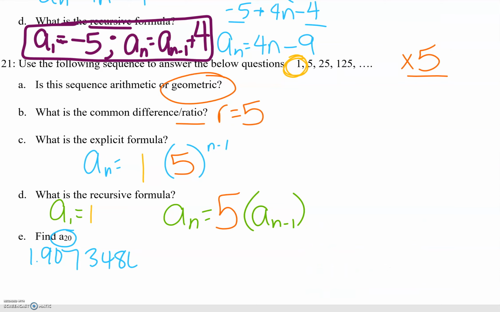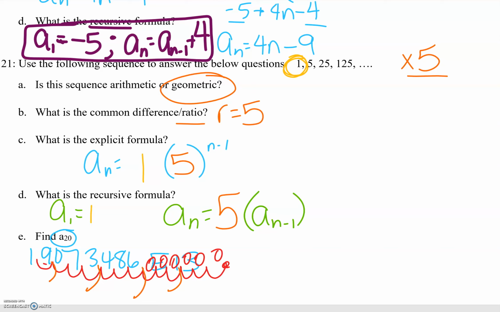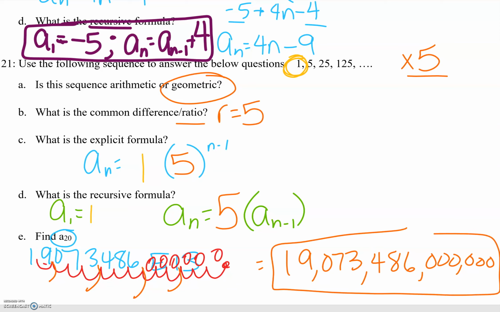So this is going to be 1.9073486 e to the 13. Okay? Which tells us, this e to the 13 thing tells us we're going to take this decimal 1, 2, 3, 4, 5, 6, 7, 8, 9, 10, 11, 12, 13. Fill it in with a bunch of zeros, and you end up with this huge, ginormous number of 19,073,486 and a bunch of zeros. Okay, there it is. There's your 20th term.